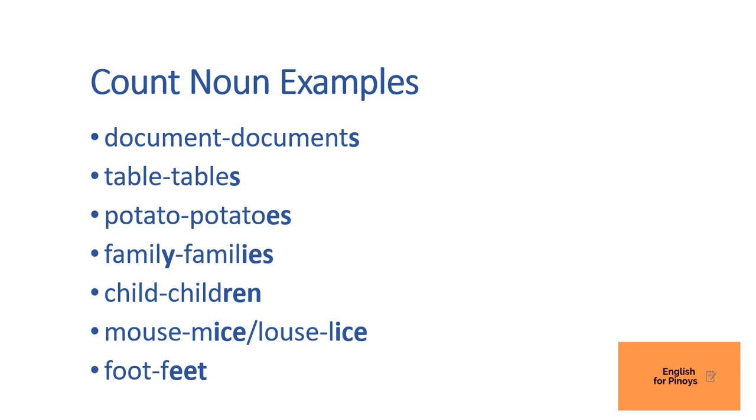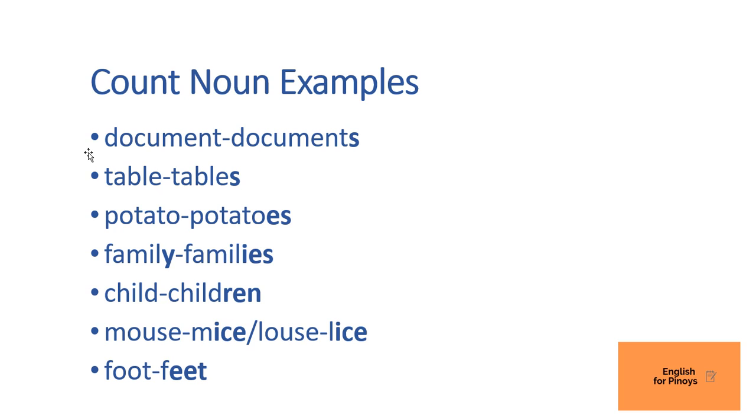And then irregular count nouns like child. Of course, you cannot add an S to child to form the plural. You can't say childs. So what we do is we add the letters REN. So that becomes children. Another example of an irregular count noun is mouse. So you cannot say mouses. The plural form of that is mice.